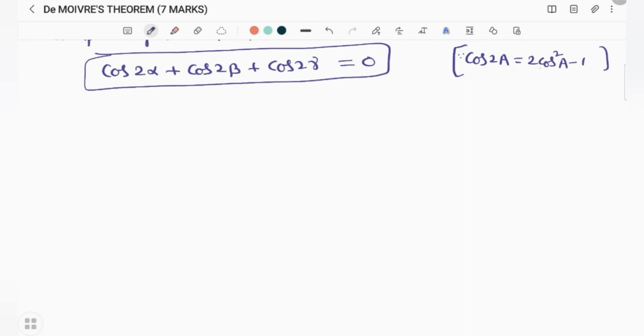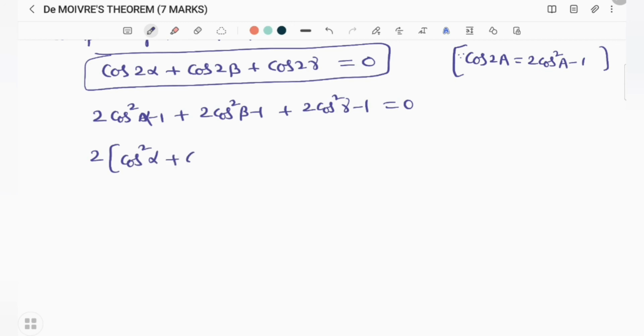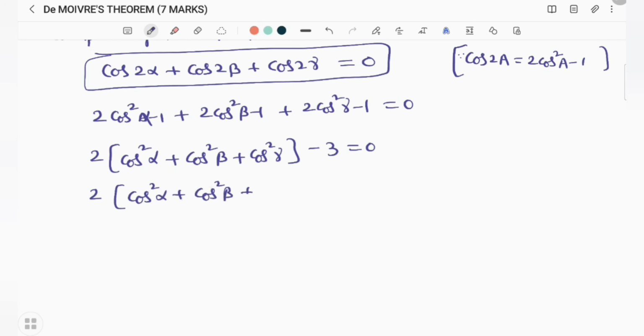Now cos 2a is equal to 2 cos square a minus 1. Substitute 2 cos square a minus 1. Sorry, a means here alpha. 2 cos square alpha minus 1 plus 2 cos square beta minus 1 plus 2 cos square gamma minus 1 is equal to 0. So 2 into cos square alpha plus cos square beta plus cos square gamma minus 3 is equal to 0. So 2 into cos square alpha plus cos square beta plus cos square gamma is equal to 3.